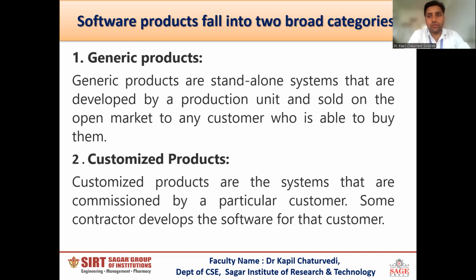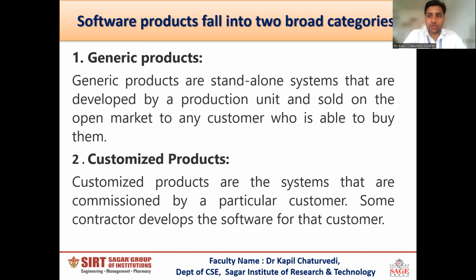Now there are two categories of software products. First is the generic products, and second one is the customized products. The generic products are standalone systems that are developed by a production unit and sold on the open market to any customer who is able to buy them. And the customized products are the systems that are commissioned by a particular customer. Some contractor develops the software for that customer.